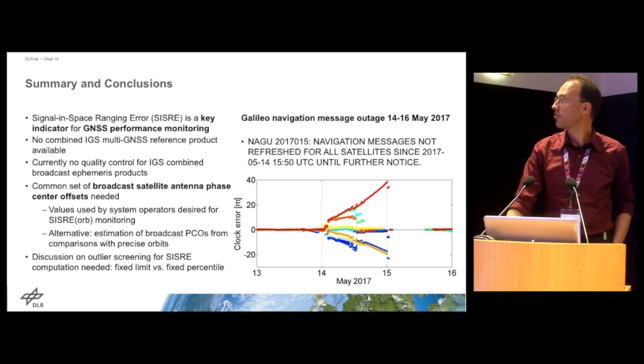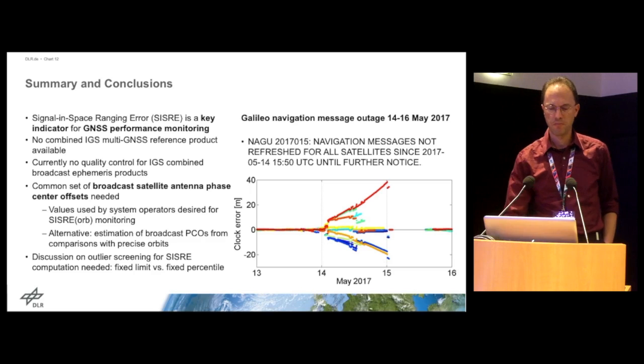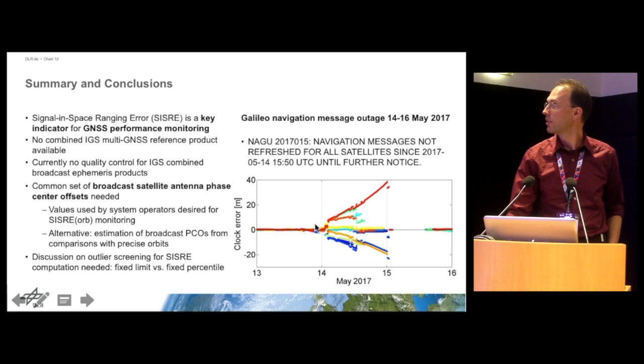Just an example on the right-hand side for the importance of performance monitoring. These are the clock differences in the middle of May for Galileo, where there was a navigation message outage. You can see here the degradation of the clock with time. Then we have some outage of the clock messages, and again the usual performance after that.